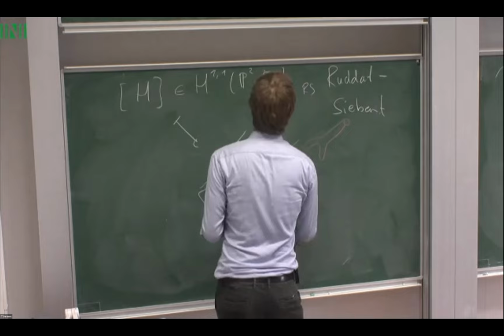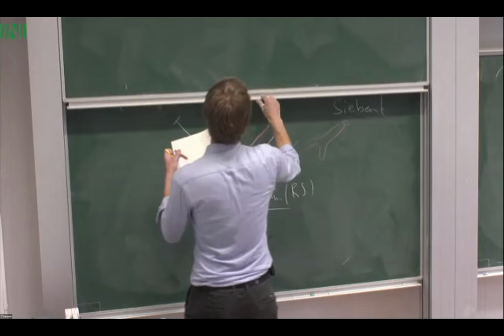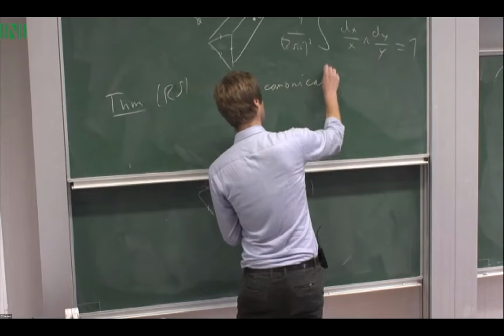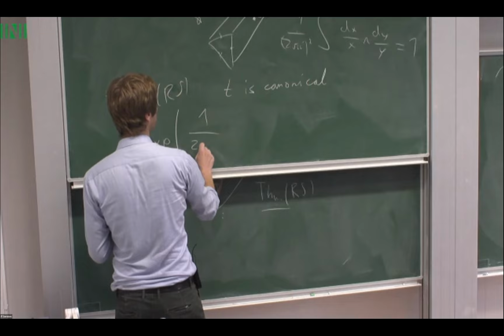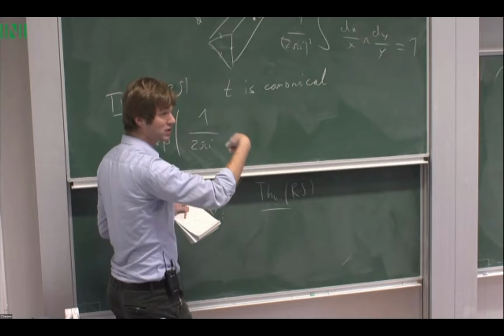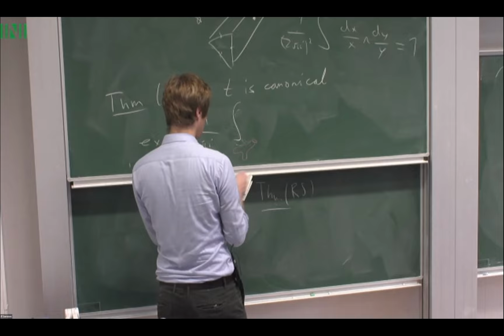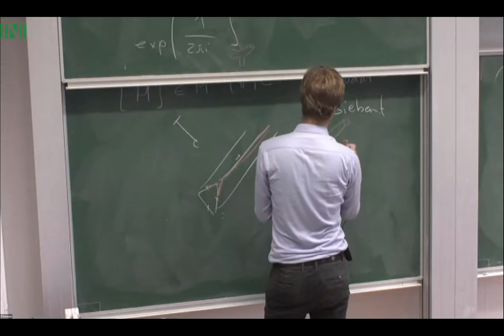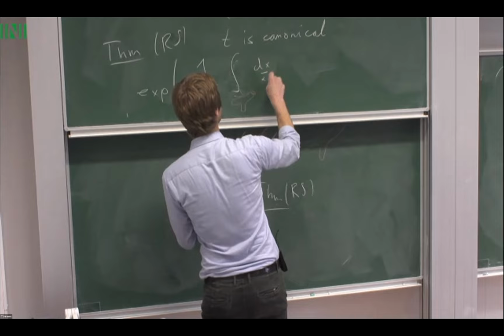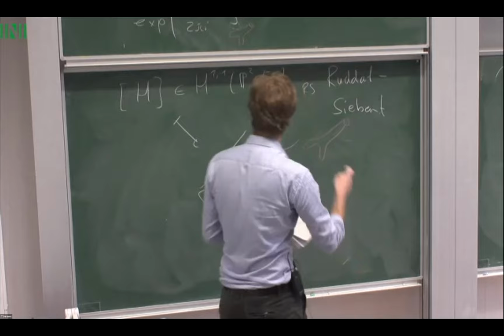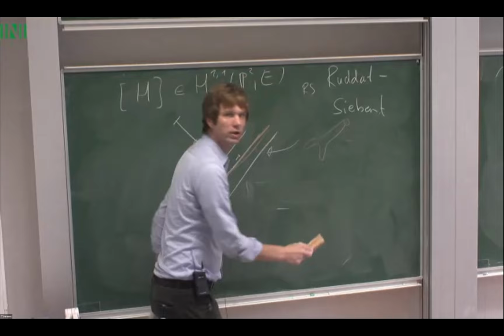I'll just put it here, sorry for that. So theorem, RS, so T is canonical. This means that the exponential of, now we do 1/2 pi i, because we have one S1, the fiber is one copy of S1, it's a one torus integral over that thing of dx over x wedge dy over y. And I find that this is minus t cubed, which is a canonical coordinate. Other questions?